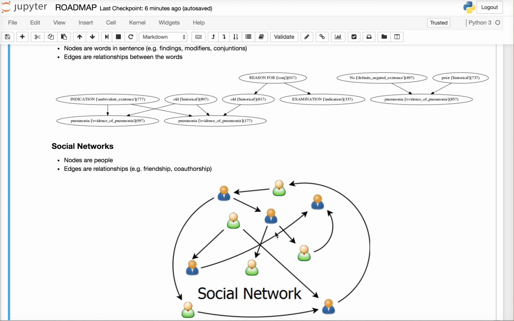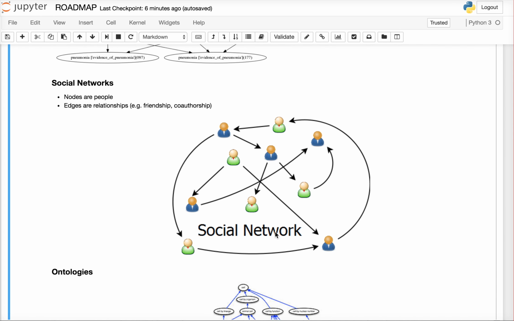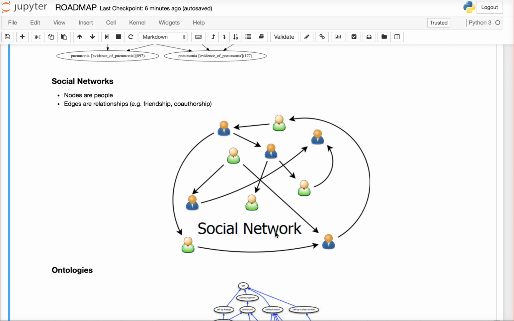Another common type of network or graph is a social network. And here the nodes are people and edges are the relationships, for example, friendship or co-authorship. And while these are showing arrows, most likely a social network would be considered a non-directed graph in that the friendship doesn't have a directionality to it.